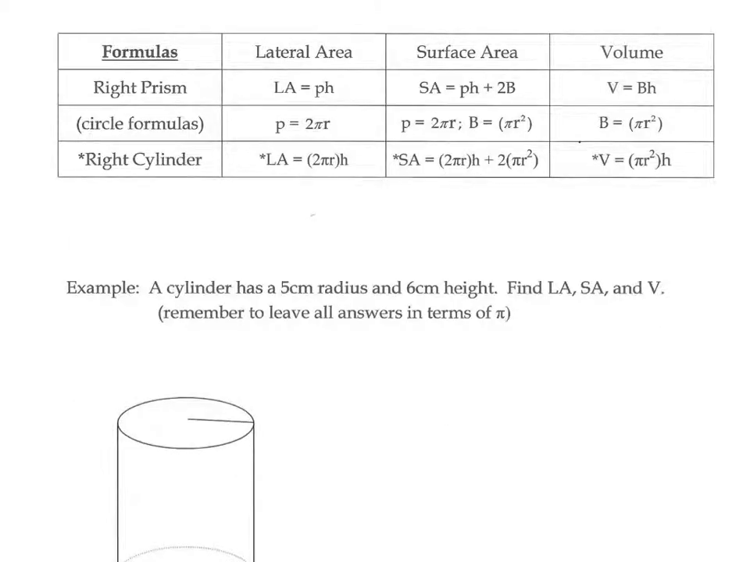Here are your formulas. It compares the formulas that we had for the prisms to cylinders. A right prism, remember the lateral area was perimeter times height, but for a right cylinder, it's perimeter, but in this case, circumference times the height. 2 pi r times h.